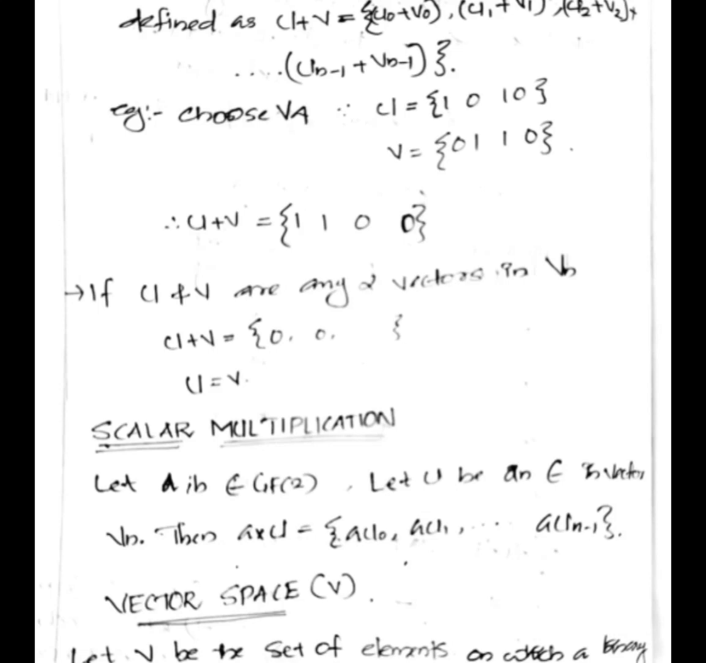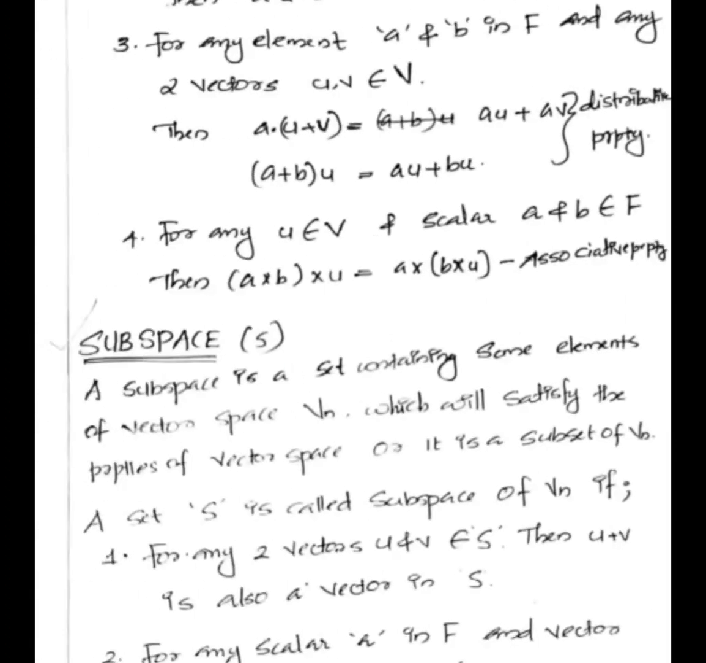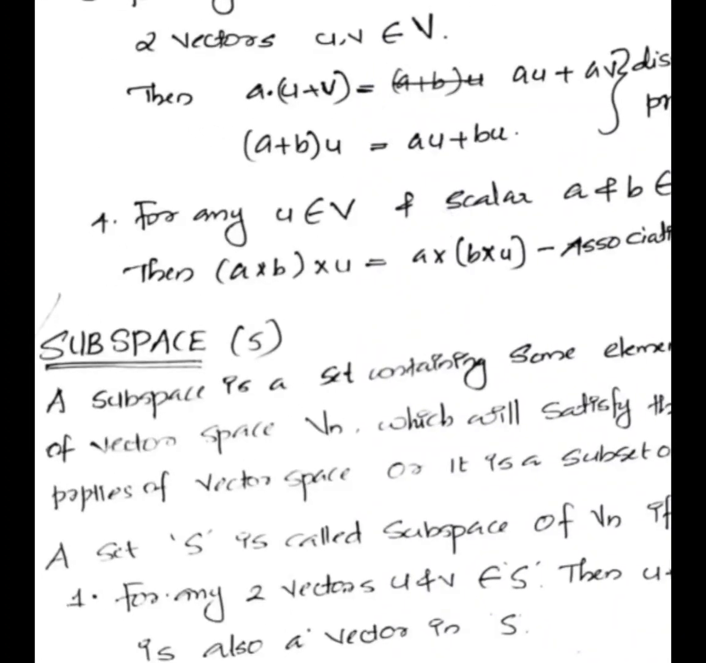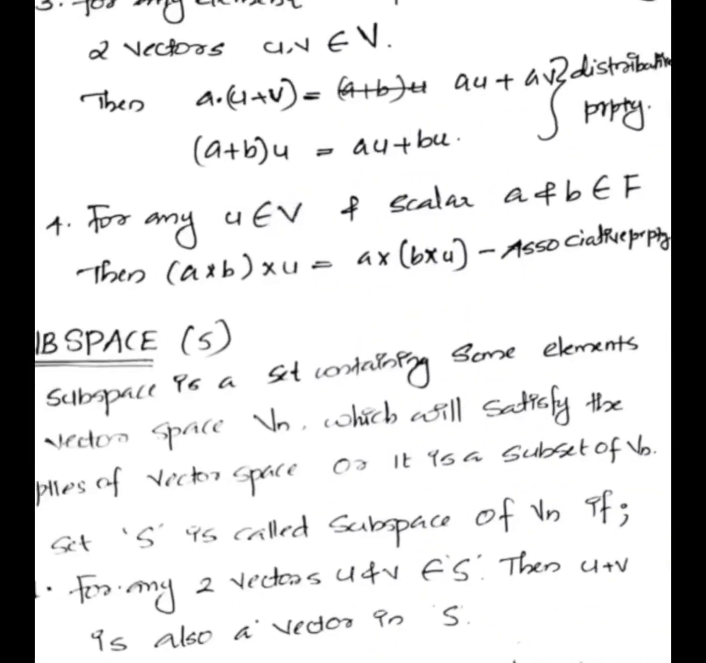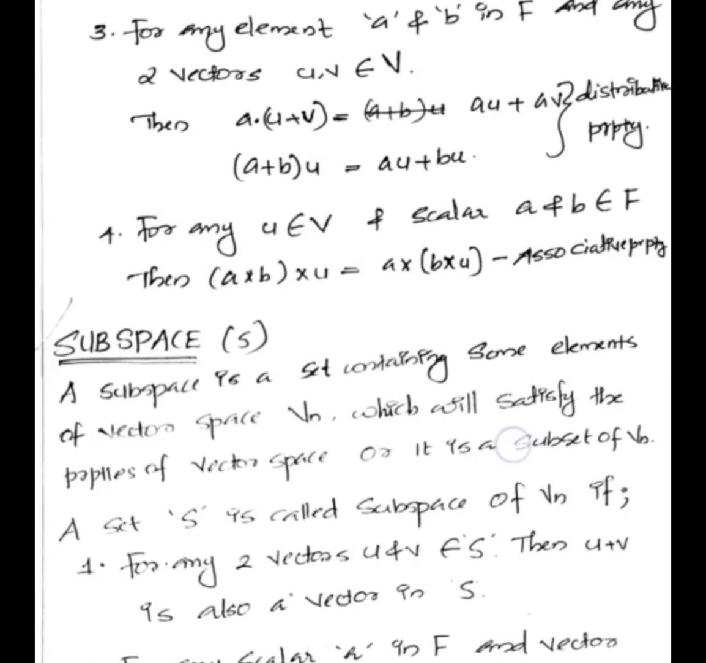Thus between elements F and V are defined. Then F is a scalar set of elements, and V is a vector set. Vector space: then we have the set V is called a vector space if the following properties are satisfied. It's an important topic, vector space.